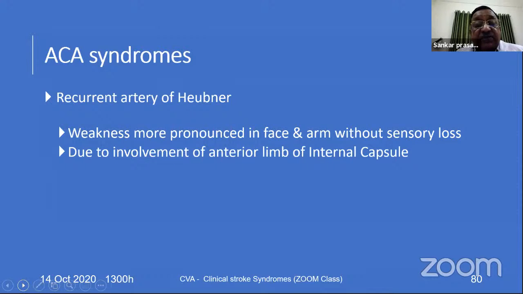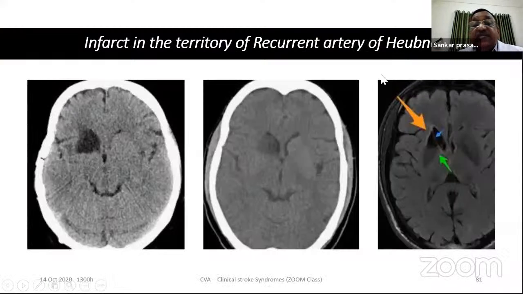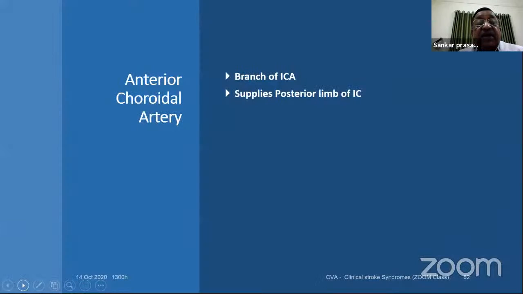So the recurrent artery of Heubner syndrome will cause weakness more pronounced in the face and arm without sensory loss due to involvement of the anterior limb of the internal capsule. Now I am going to tell you that the internal capsule blood supply is very important, which I will give you in the next few slides. This is the infarct in the recurrent artery of Heubner distribution. This is the recurrent artery of Heubner, which is a branch of the anterior cerebral artery.